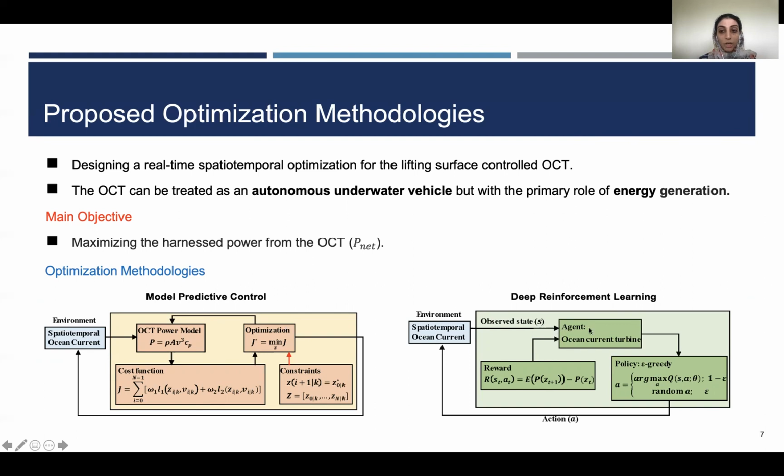So the ocean current turbine as an agent should learn the optimal policy from the environment and from its interactions with the environment. So we should define the reward, which should be specified based on maximizing the harnessed power from this system. And then we should have a policy to choose between the best actions to find the optimal depths for our system.